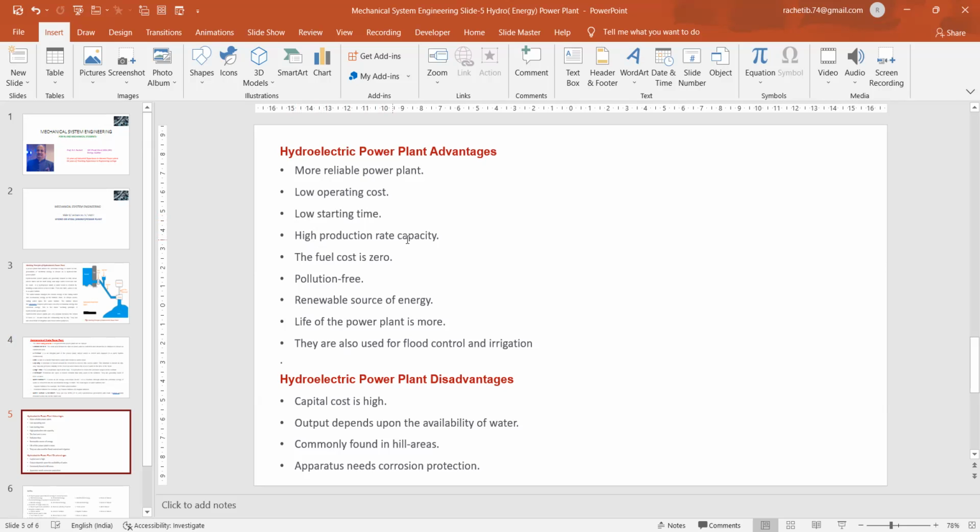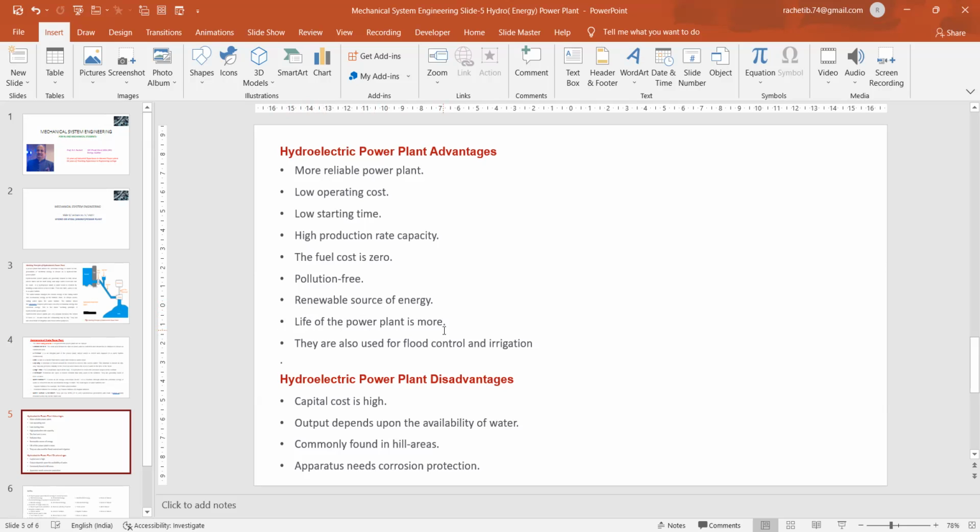High production rate capacity. If ample water is there, there will definitely be continuous production of electrical energy, a continuous high production rate. The fuel cost is zero, it is pollution-free and a renewable source of energy. Renewable, as already discussed, the water can be reused. It is not exhausting, it is inexhaustible.